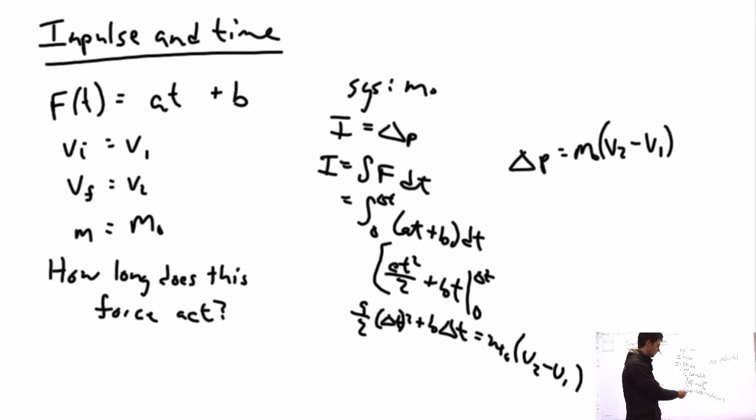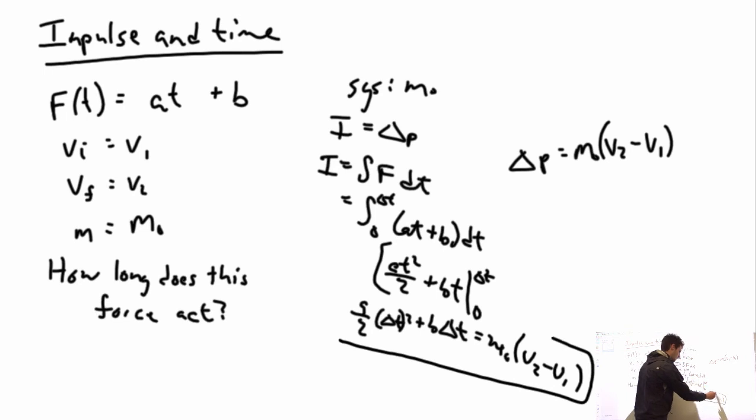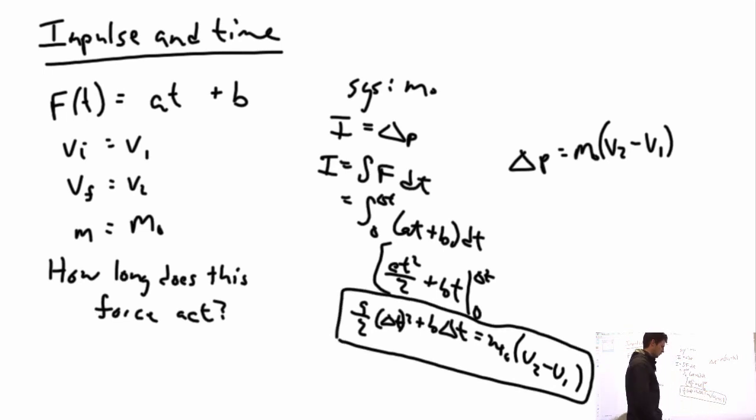And this right here, we can solve for delta t. I won't do that, since it's a quadratic equation and a long, pointless derivation. But if we solve this for delta t, we get the amount of time that this force acts on this mass. So that's all we have to do.